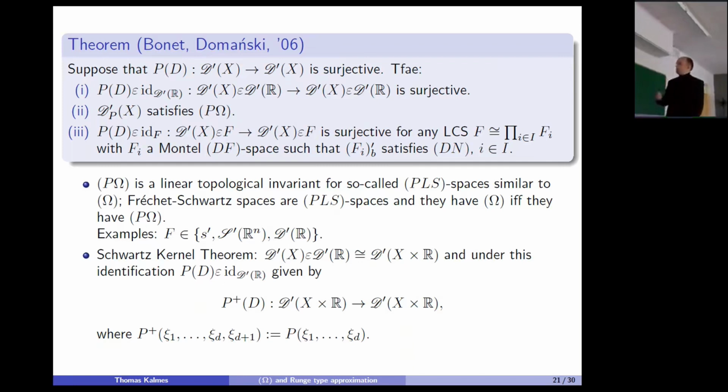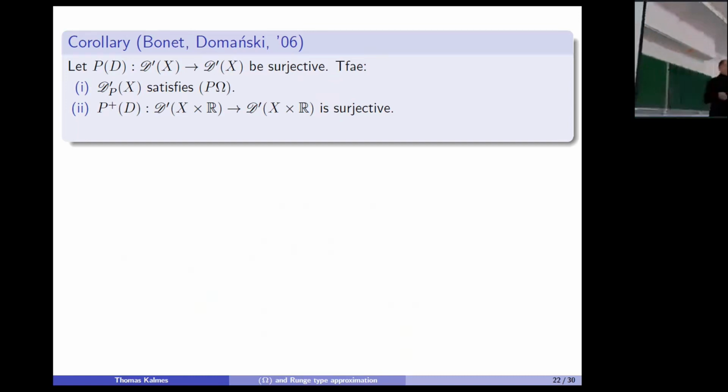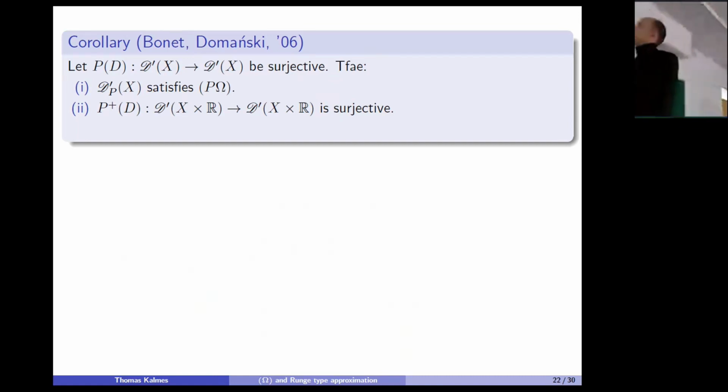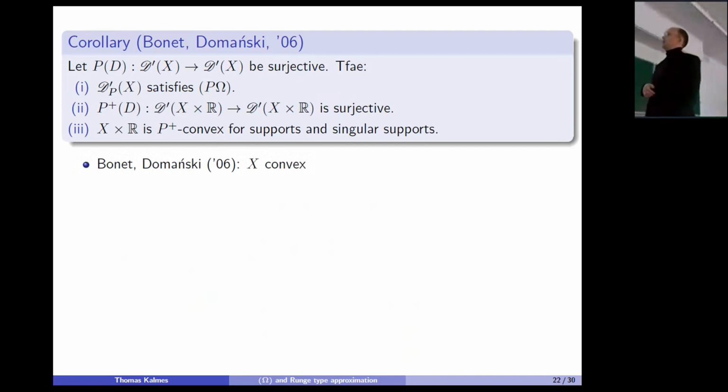And now we can use this result of Bonet and Domański. Our distributional kernel has P-omega if and only if the augmented operator is surjective. And now we can use all the machinery of Malgrange, Hörmander, and other mathematicians to study the surjectivity of this augmented operator, which is, of course, the case if X times R is P-plus convex for supports and for singular supports.